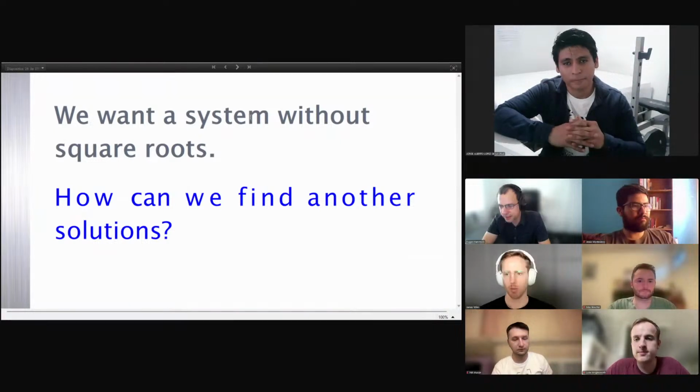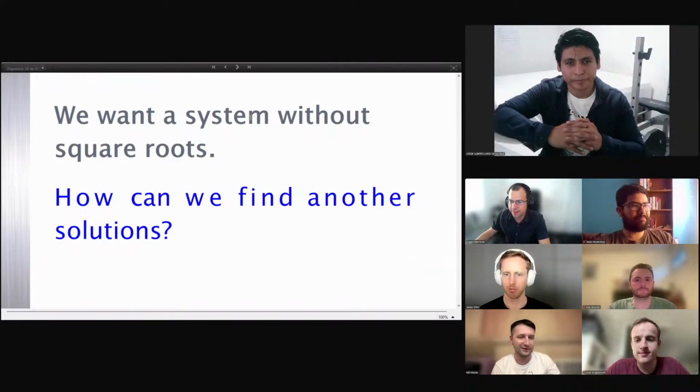Very good application of Wolfram language. Thank you. Yep.